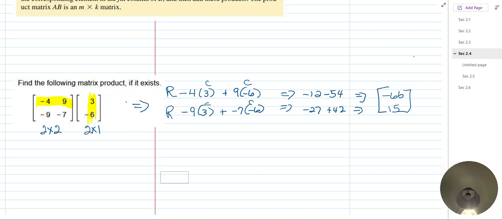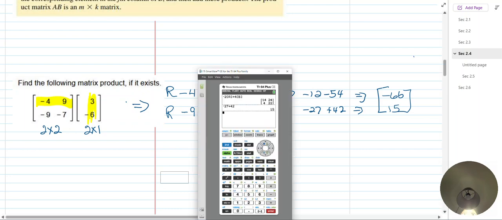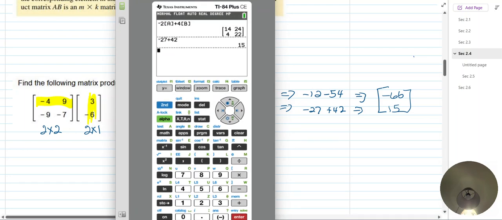All right, so now for the calculator, we would do the same thing. I'm going to clear that. I'm going to do second matrix, and we're going to edit, and it's going to be a 2 by 2. And we're going to do a -4, 9, a -9, and a -7. All right, so hopefully I did that right.